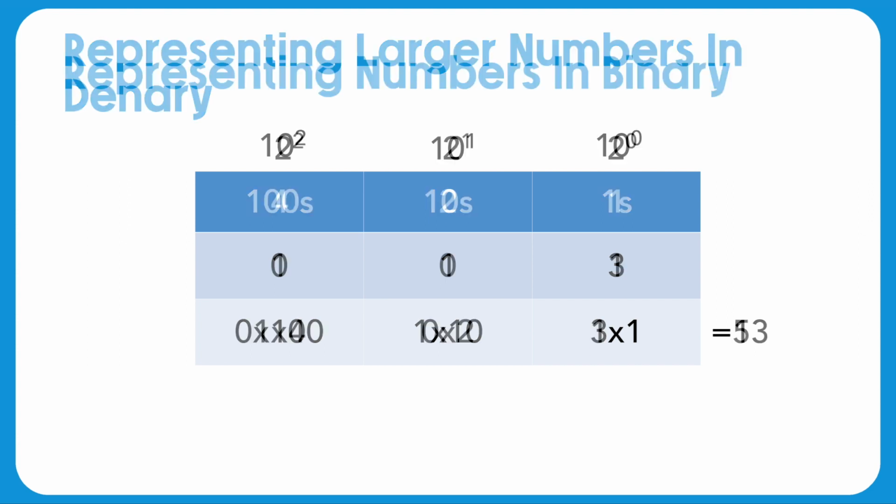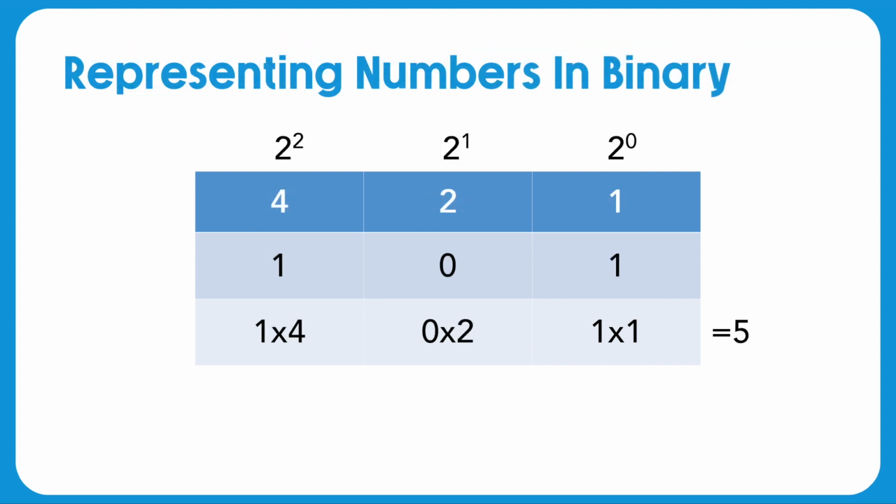We can do the same with binary, where each digit represents a power of 2, because binary is a base 2 number system. This means that the rightmost digit represents 2 to the power of 0, which is 1, the next 2 to the power of 1, which is 2, the next one 2 to the power of 2, which is 4, and so on. So in this example, we have 1 4, 0 2s, and 1 1. If we add these up, we get to 5, meaning that 101 in binary is 5 in denary. We call the bit with the largest value, which is the bit on the left-hand side, the most significant bit, and the bit with the least value, which is on the right, the least significant bit.